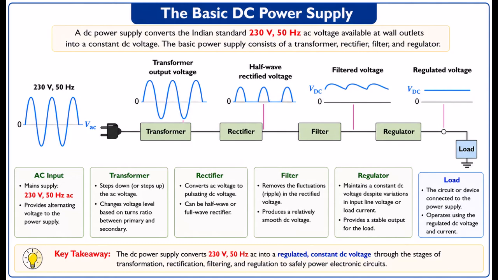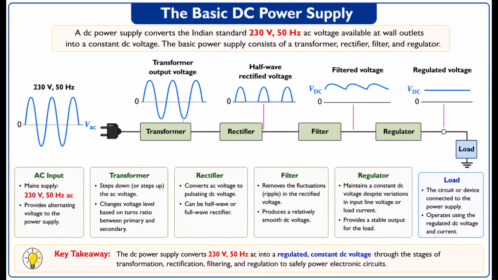In India, the standard mains supply is approximately 230 volts at 50 Hz. This means that the voltage alternates between positive and negative values 50 times every second. Although this AC voltage is suitable for transmitting electrical power, it is not directly suitable for most electronic circuits.